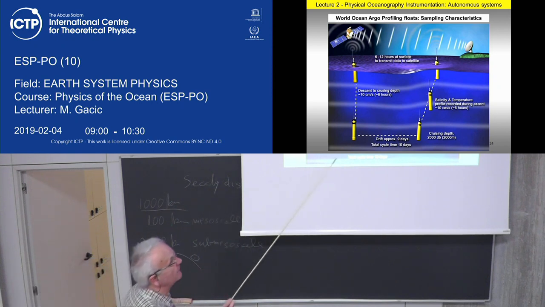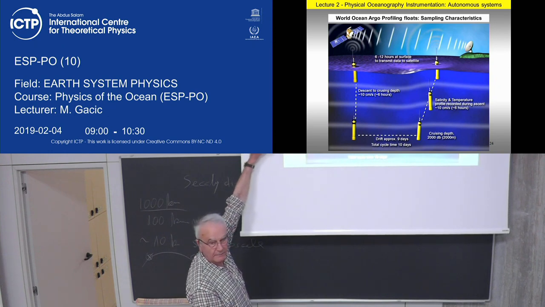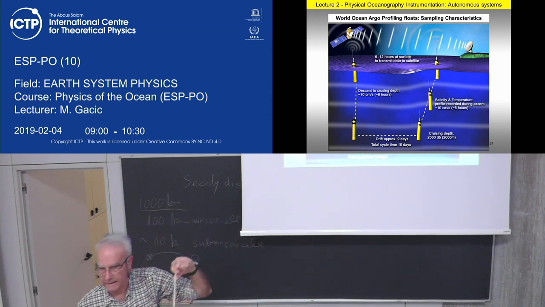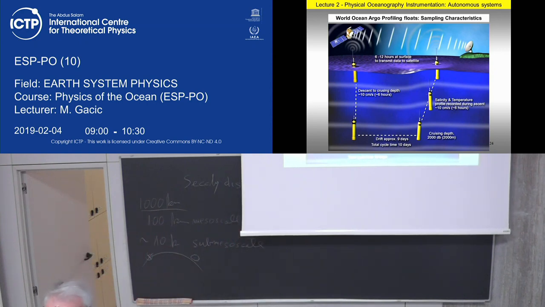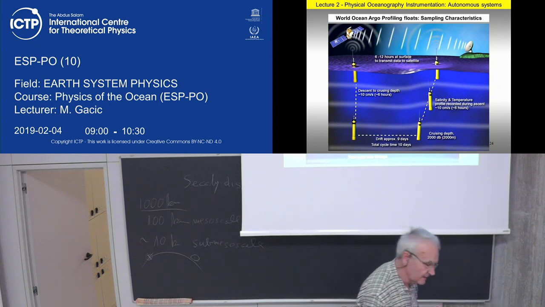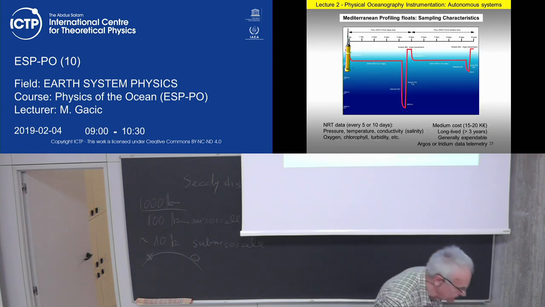As I told you before, if the cruising depth is 1500 meters, the float will simply lie down at the bottom, and after 10 days it will go up and be more or less at the same position, so we would have in that case the Eulerian type of measurements. Obviously no information on the current, but there will be information on all other parameters.